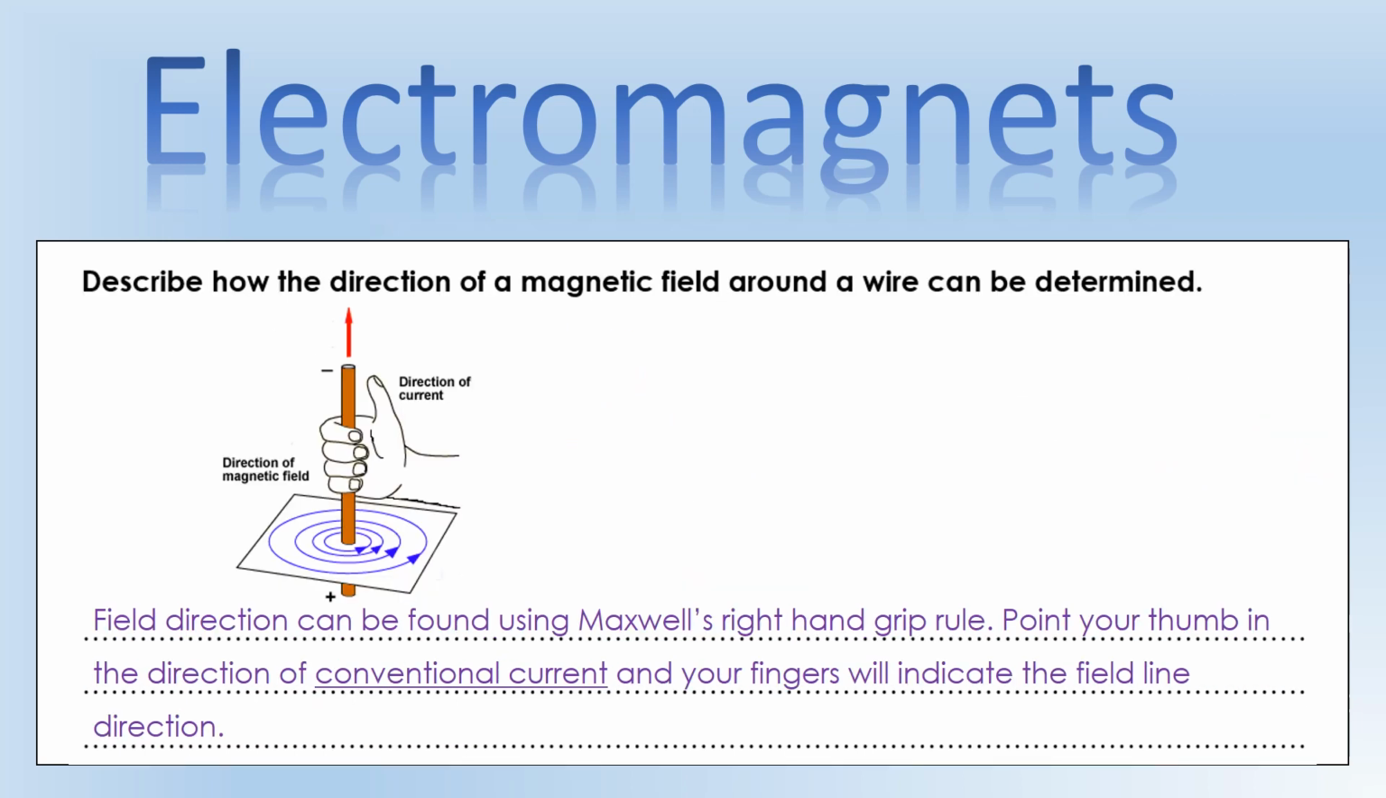So how do we work out the direction of the field? Because I was showing you in that diagram, sometimes the field was clockwise, sometimes it was anti-clockwise. How do we know which it is? Well, Maxwell has come up with a rule that we can use to help us work out which way it's going, or at least remember which way it's going. It's called Maxwell's right-hand grip rule.